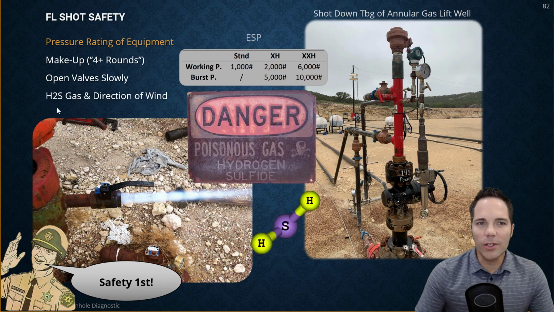And then, of course, also H2S gas. Be careful of that in the direction of the wind. It will kill you. I forget exactly what it does, but it is extremely toxic in small percentages. If you breathe it in, I think it inhibits the ability of your cells to uptake oxygen, something like that. It kind of just kills you internally. But be careful of that. You don't want to breathe this in.